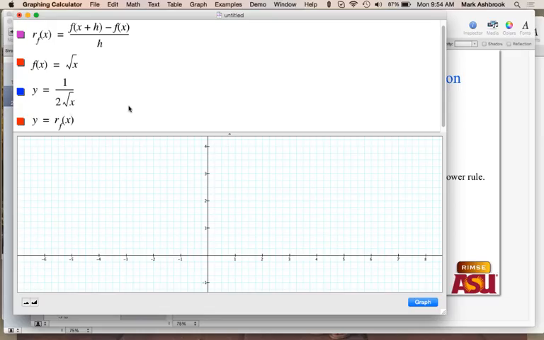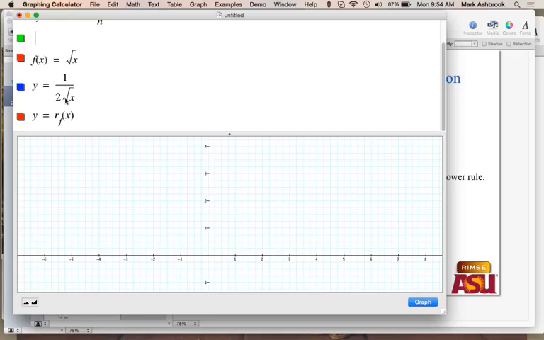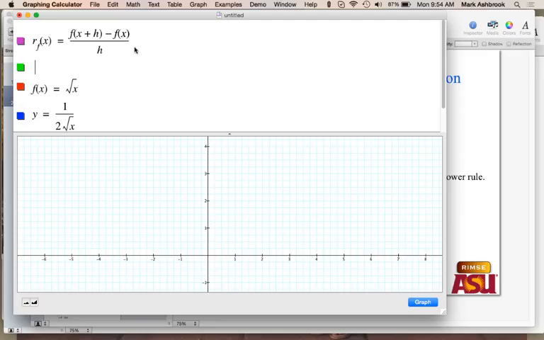Okay, and so what should happen? Right now, what does GC think h is? 1. Is that small? No. So if we want to check that 1 over 2 square root of x is correct, we need to compare it to the trusted form when h is small. So let's say h is, how about that?